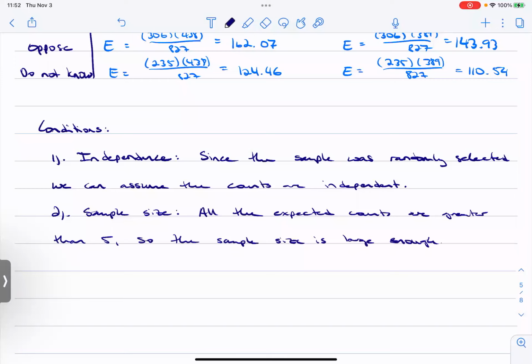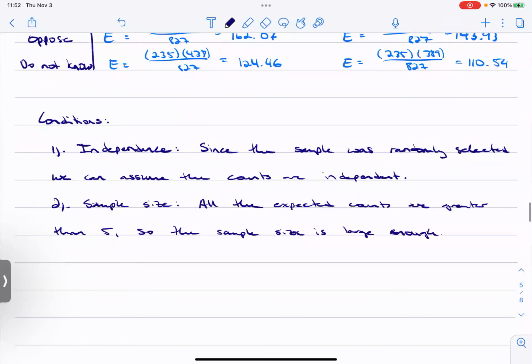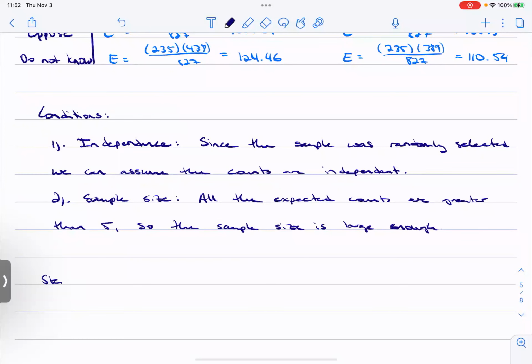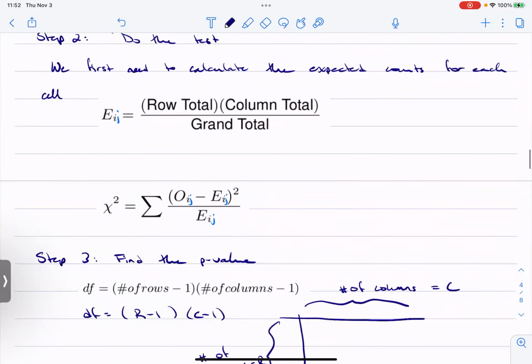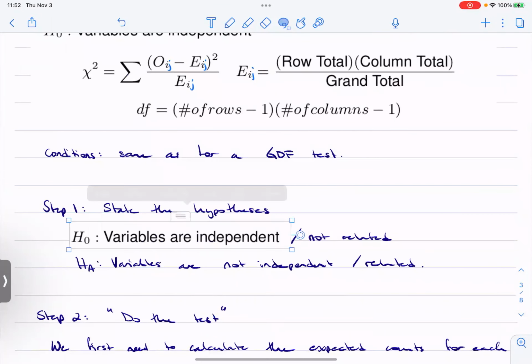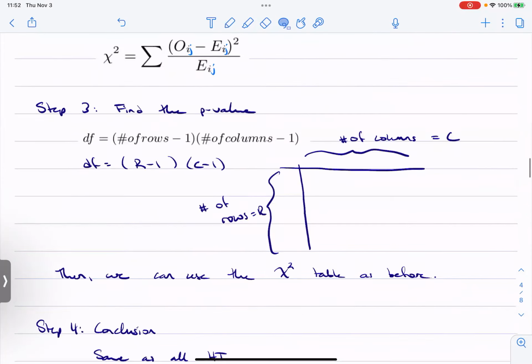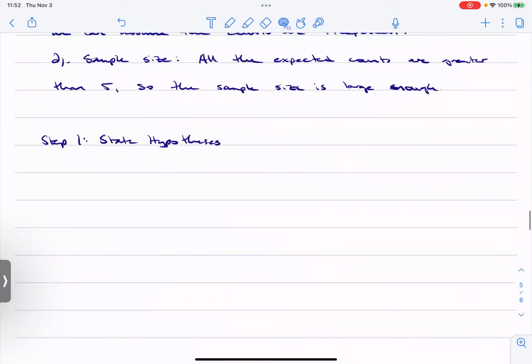So now we're ready to actually get started on this hypothesis test. Step 1, state the hypotheses. I'm going to grab it from the formula sheet just so you can see that you can use it as a guide. In general, the variables are independent. We want to talk about specifically what these variables are.